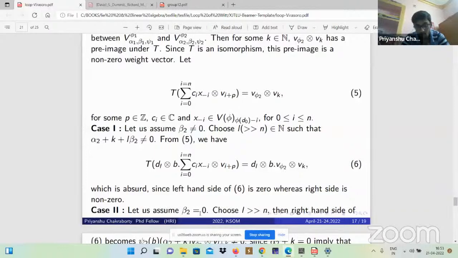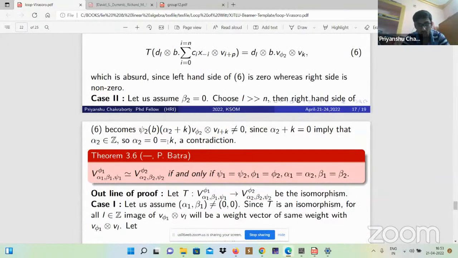Moreover, if we take beta 2 as 0, then we just consider L much greater than n. Then the right hand side of (6) becomes psi 2 b alpha 2 plus k this, and this will be non-zero, since if alpha 2 plus k equal to 0, then this will imply that alpha 2 is in Z, but alpha 2 in Z implies alpha 2 equal to 0 and k equal to 0, because we have 0 less than or equal to real part of alpha less than 1. From this we will have this thing.